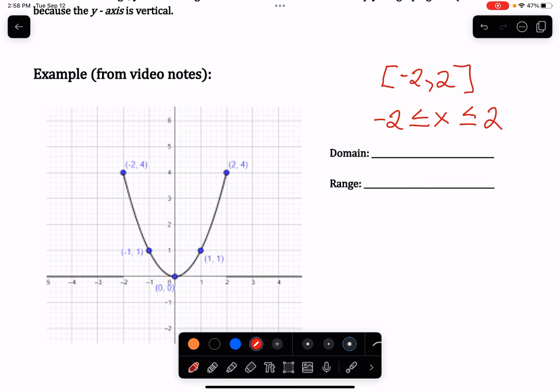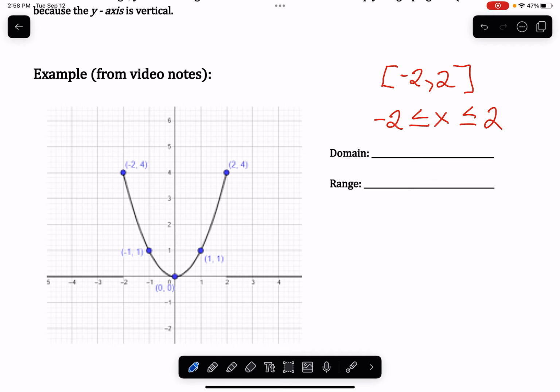For the range, I'll show you both for this. So using an inequality, if we look at the range, the bottom value of our range is 0, and the top value of our range is 4. So we would say that y is less than or equal to 4 and greater than or equal to 0. Or y is between 0 and 4, including the 0 and the 4.